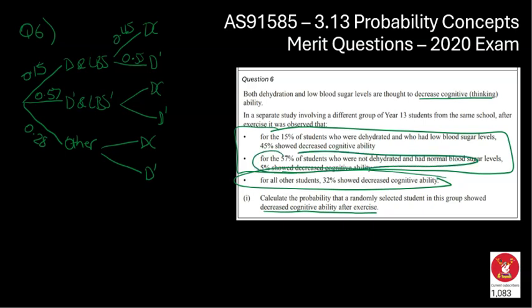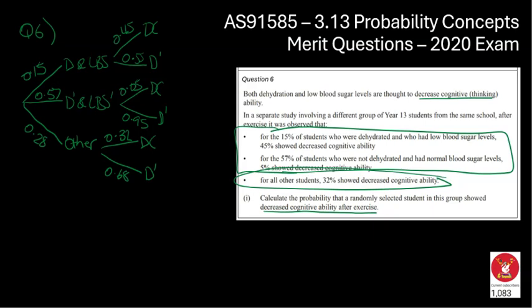For the second group, the 57% of students who were not dehydrated and had normal blood sugars, 5% of them had decreased cognitive ability. So that's going to be 0.05 up there, which means not decreased cognitive ability is 0.95. And down the bottom, it said of the other students, 32% of them had decreased cognitive ability. So this decreased cognitive ability up there is going to be 0.32. This question is pretty messy in terms of the tree. That means the bottom there, I think, is 0.68 for not decreased cognitive ability.